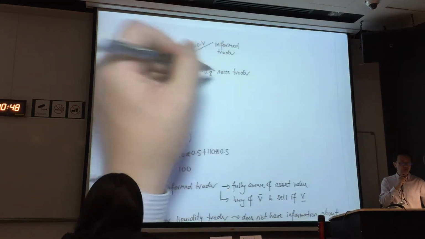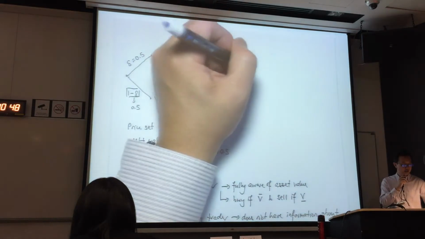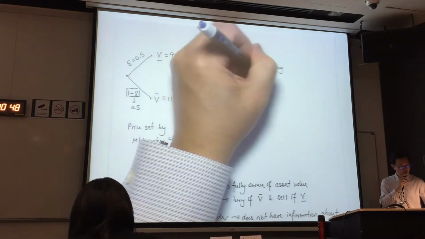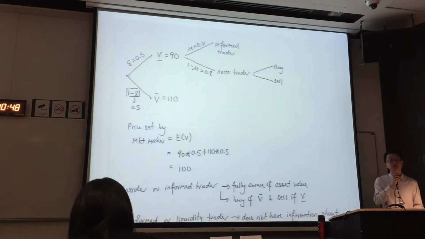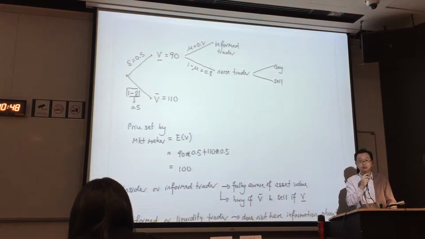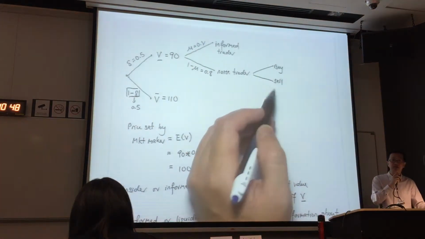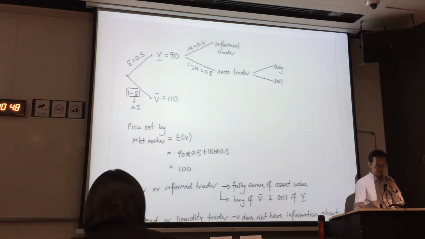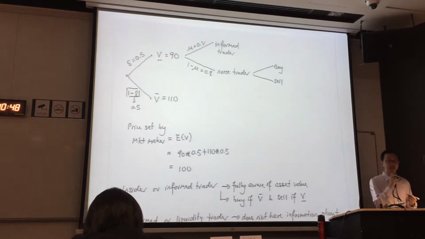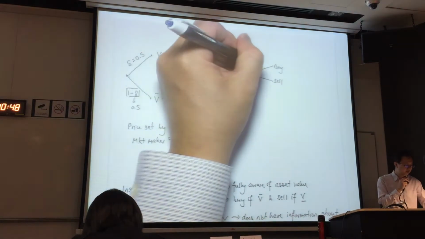When the noise trader trades with the market maker, the noise trader may choose to buy or choose to sell, because they are not aware of the exact value of the asset. So what is the probability of them buying or selling? It's given by this part here. The noise trader may buy or sell with 50% probability.